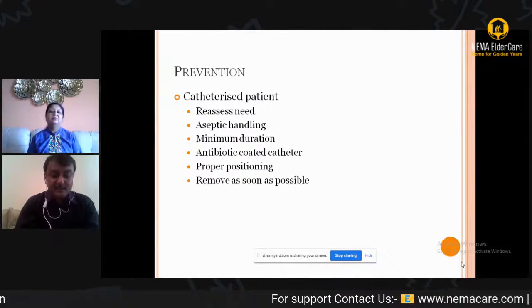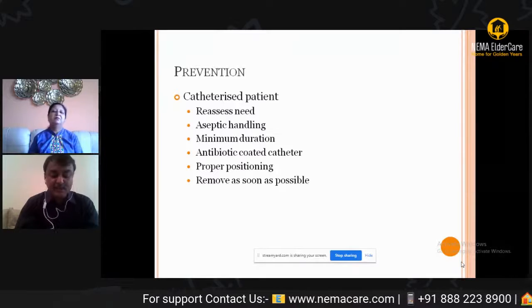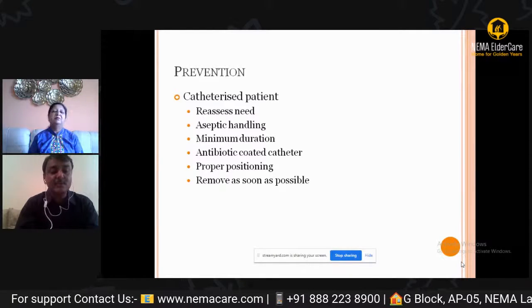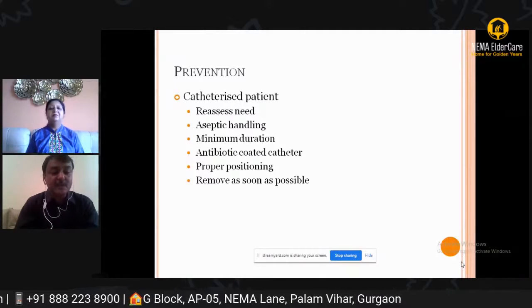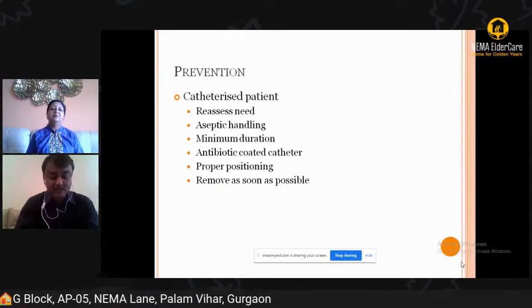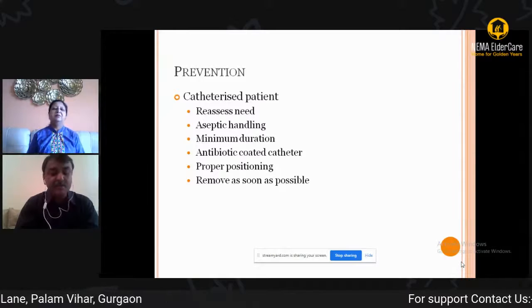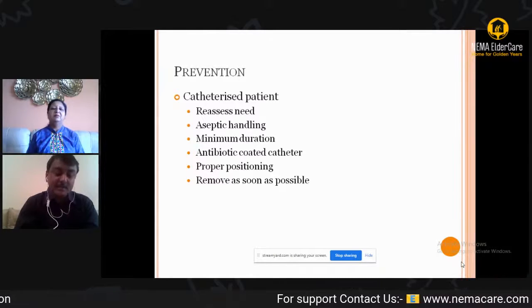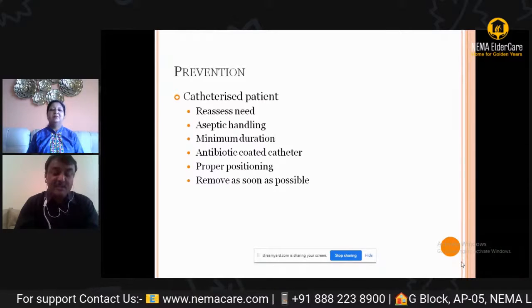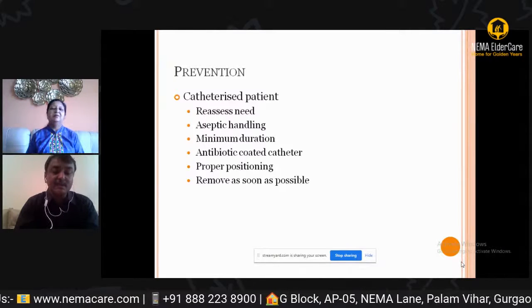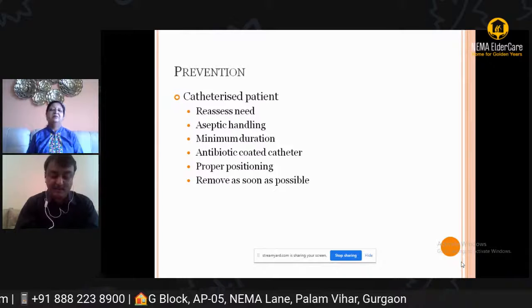And already I said that we should use the catheter for the minimum duration and we should remove it as soon as possible. Many people have tried using antibiotic coated catheters. They can be silicone catheters or maybe nitrofurantoin coated catheters. Some people have definitely found good benefit with it, but still the aim remains to remove the catheter as soon as is practically possible.